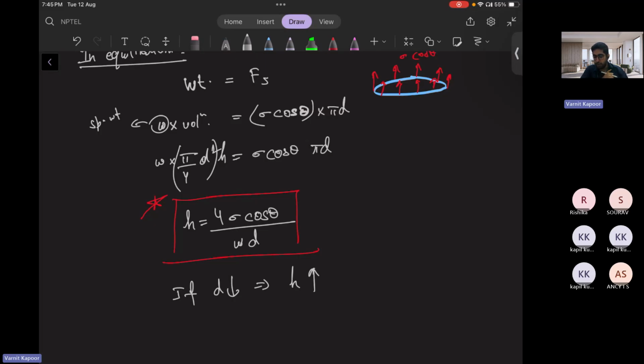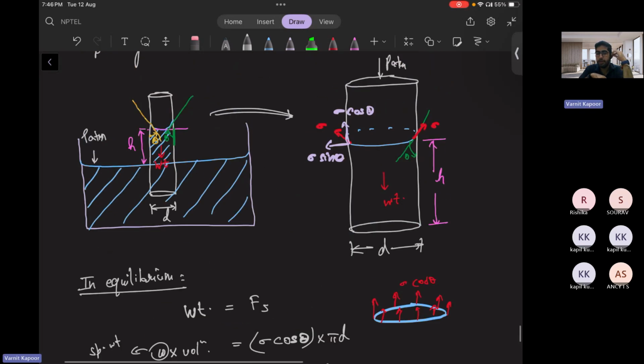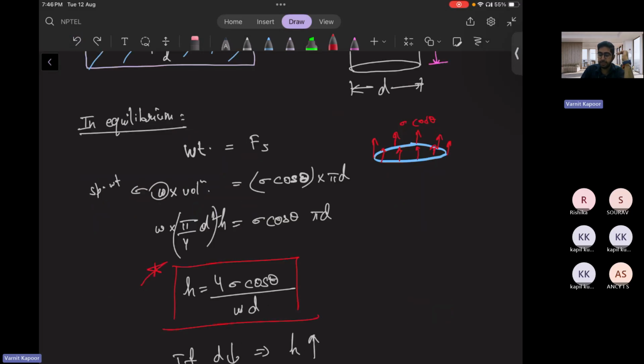Now the question might arise: can we reduce the diameter very small so that my height will be very high? There is some extent up to which it will rise. It won't flow outside, because of the presence of surface tension, which is also acting on the wetting phenomena. So it cannot take the liquid away outside this tube.